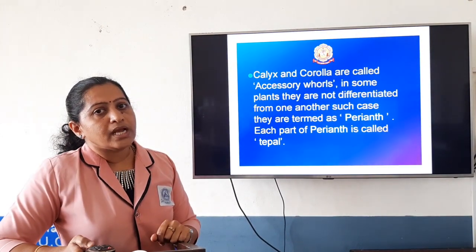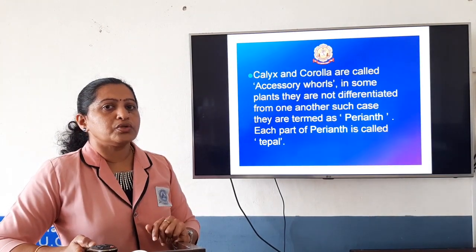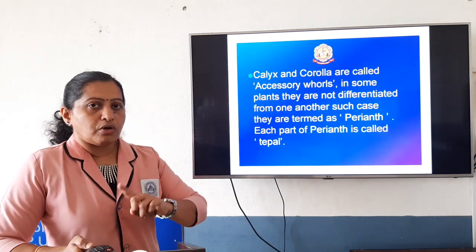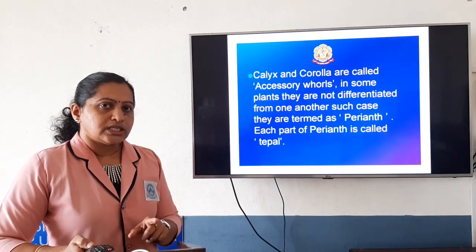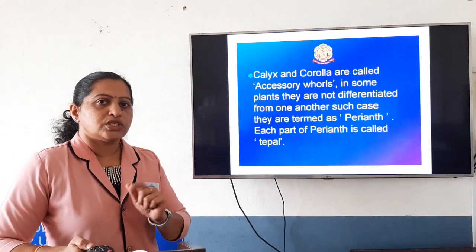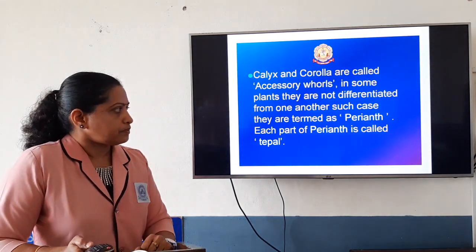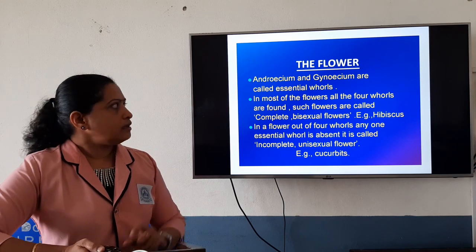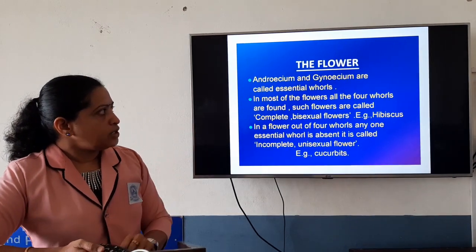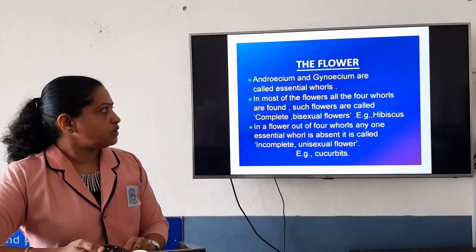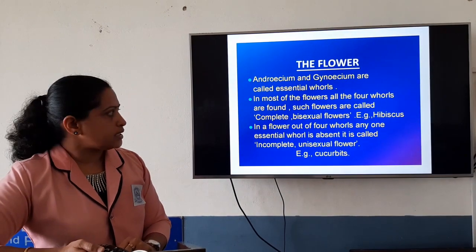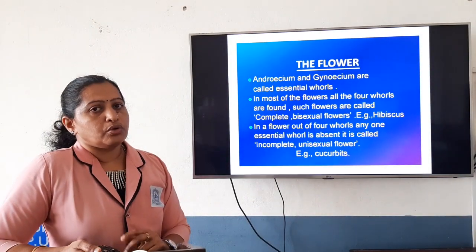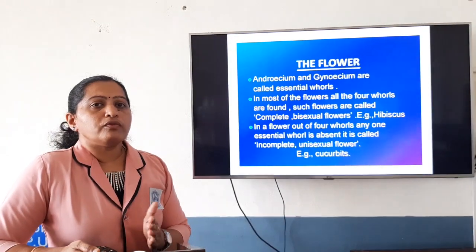So perianth as well as tepals are seen only in some of the flowers, for example, lily flowers. So they will usually have three whorls instead of four whorls. The outer whorl will be perianth, the next whorl will be androecium, and the next whorl will be gynoecium. So as I mentioned earlier, androecium and gynoecium are the essential whorls, okay, because they are directly involved in sexual reproduction.